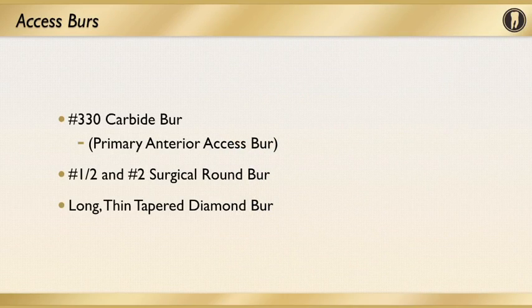Now let's talk about our access burrs. What burrs are you going to use to access maxillary teeth and mandibular teeth? My 2 favorite burrs that I use are the 330 long carbide burr and the number 2 surgical round burr. I use those burrs to access and penetrate the pulp chamber. After I've penetrated the pulp chamber, I will switch over to a long, thin, tapered diamond burr, and that'll help me enlarge the access and then refine the access to get that straight line access.